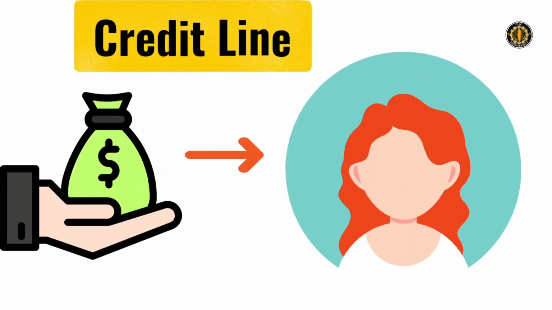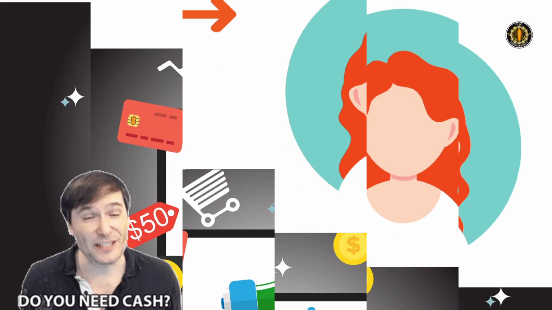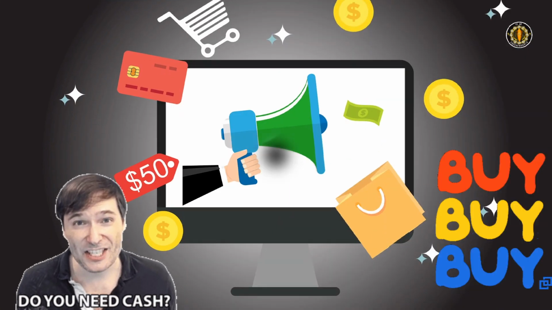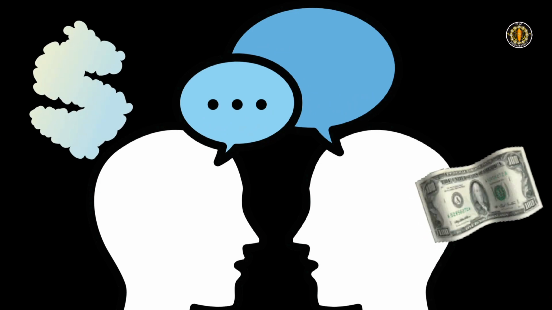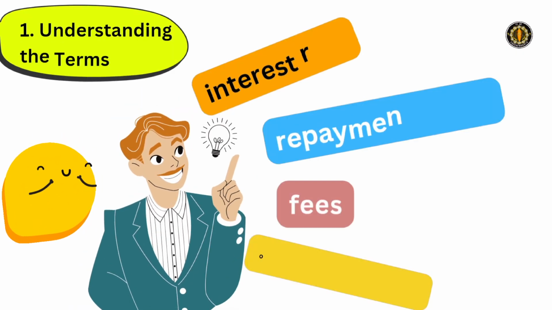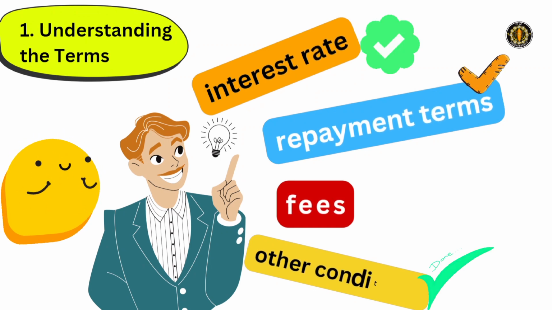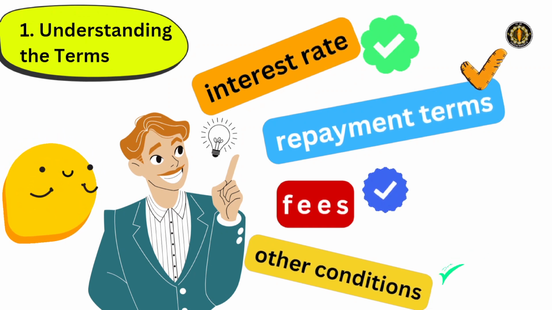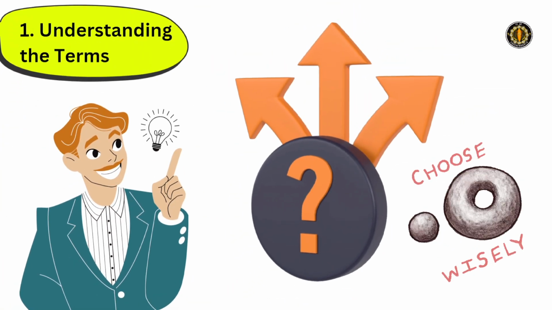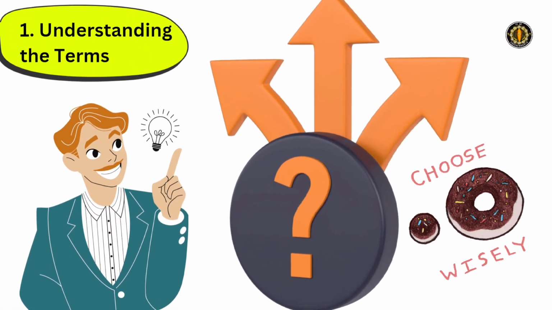A line of credit is a flexible borrowing option where a lender provides you with a maximum borrowing limit. And you can borrow as much or as little as you need, up to that limit. Here's an explanation of how to use a line of credit. 1. Understanding the terms. Start by understanding the terms of your line of credit, including the interest rate, repayment terms, fees, and any other conditions. This will help you make informed decisions about borrowing.